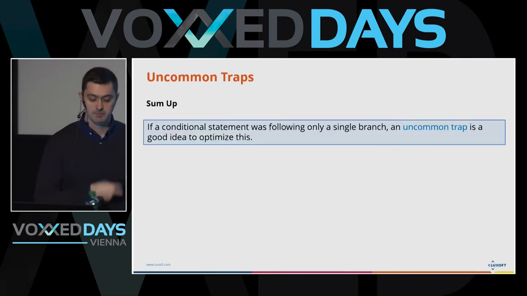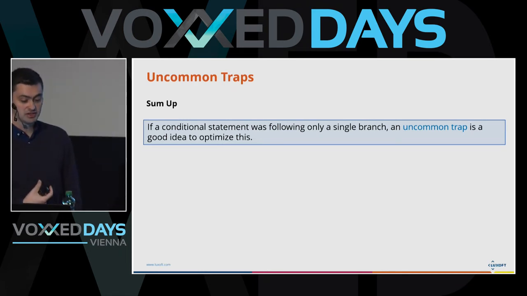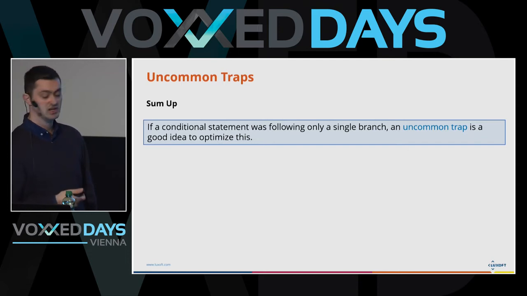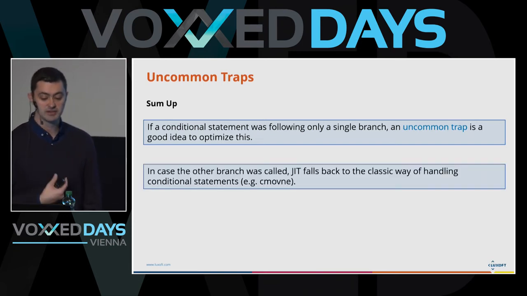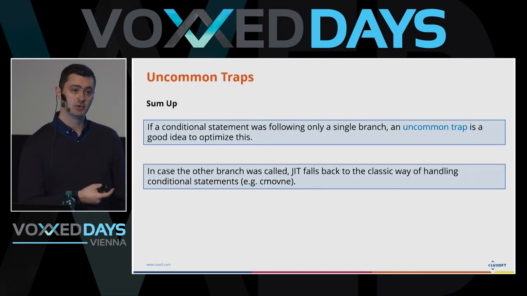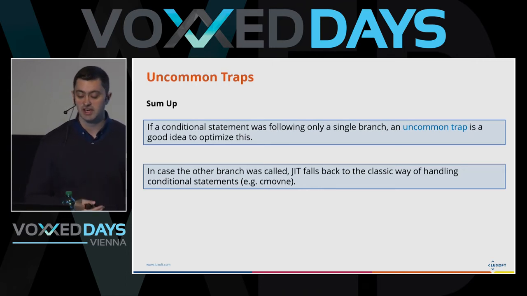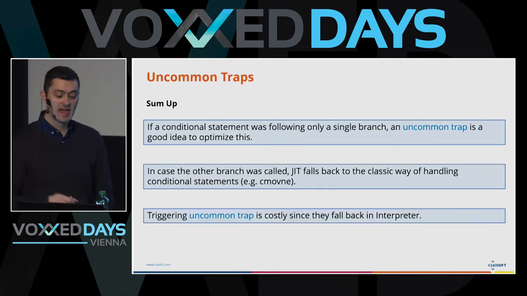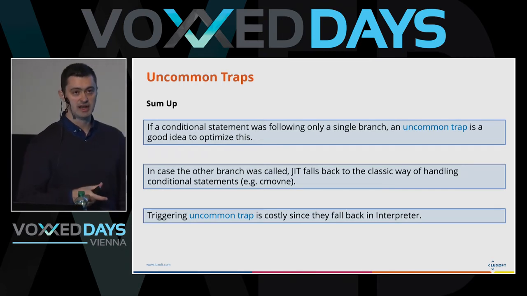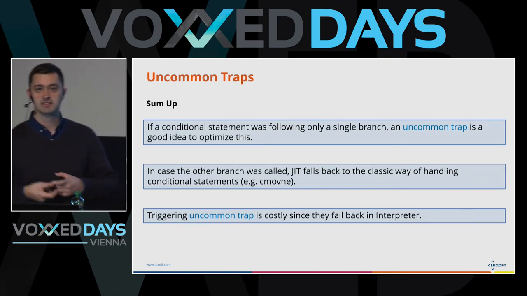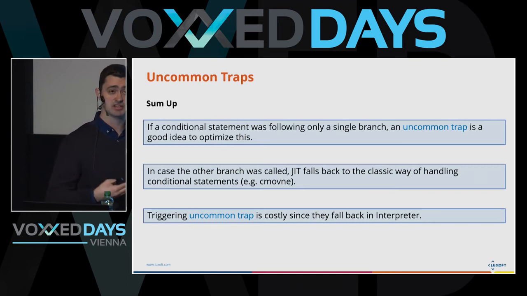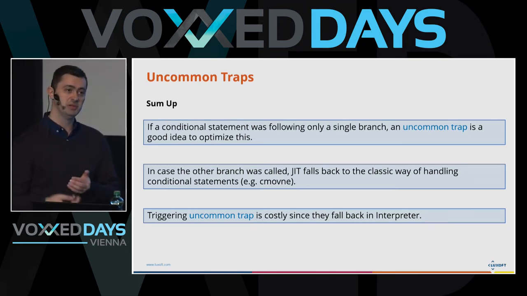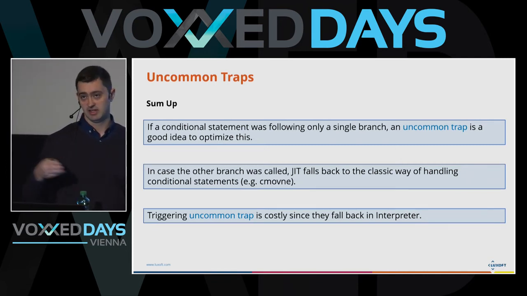Some sort of summary for you. If a conditional statement is followed by only a single branch, an uncommon trap is a good idea to optimize this during the runtime, as we saw. The thing is that once the uncommon trap is hit, the just-in-time compiler has more context, so in this case it doesn't do any more uncommon traps. And just to summarize, uncommon traps are a good solution to optimize the code during the runtime. But while the thread is hitting the uncommon trap, it's costly, because it has to deoptimize, bail back into the interpreter, and start the execution in the interpreter.